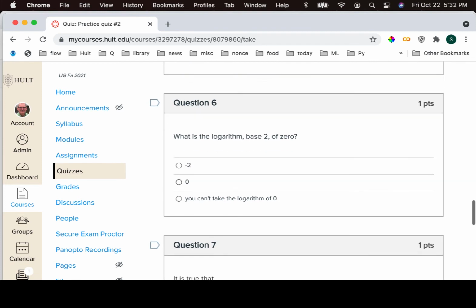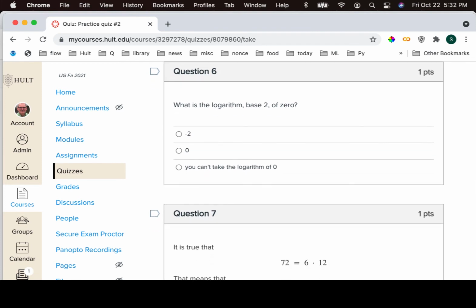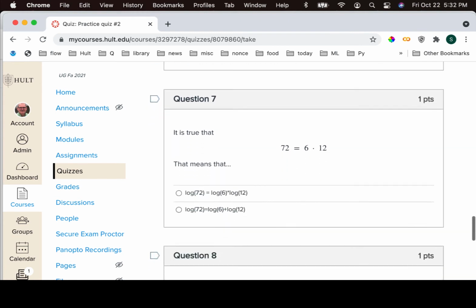The next question is, what is the logarithm base 2 of 0? And this is a trick question because you can't take the logarithms of 0 or of any negative number. So the answer is you can't take the logarithm.